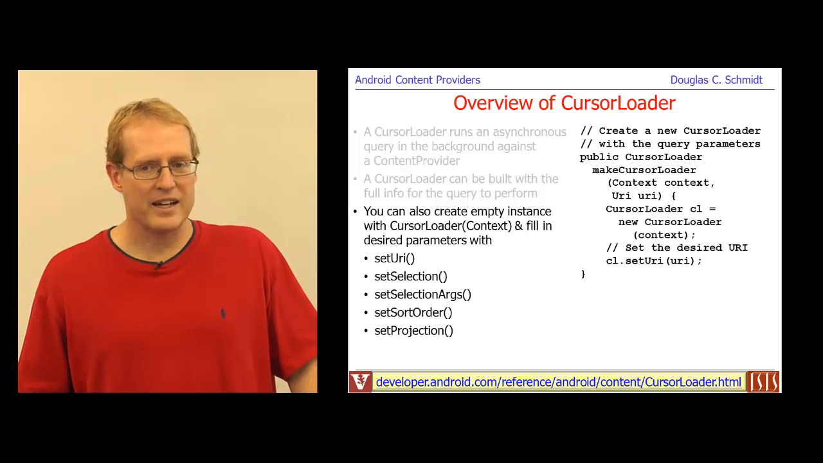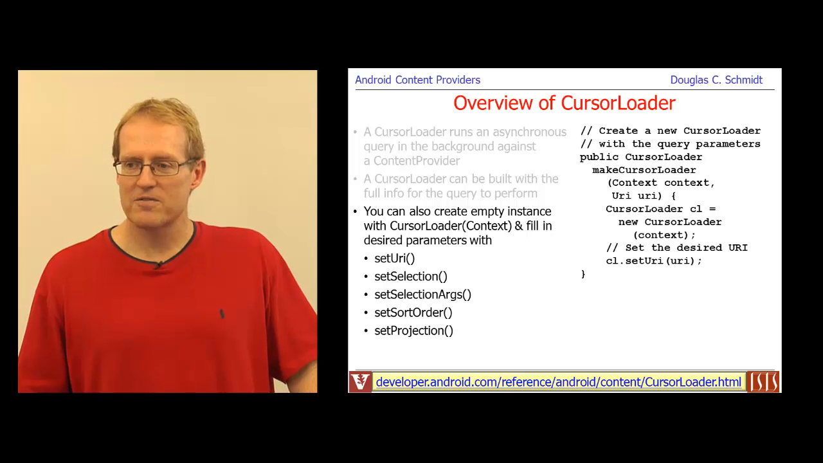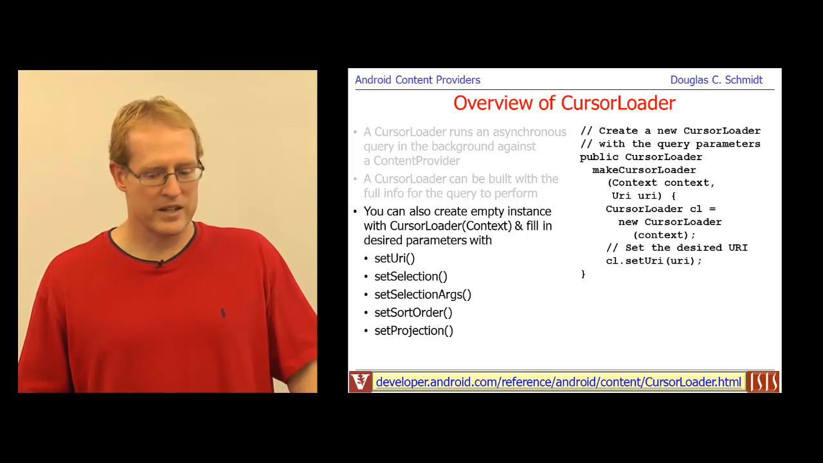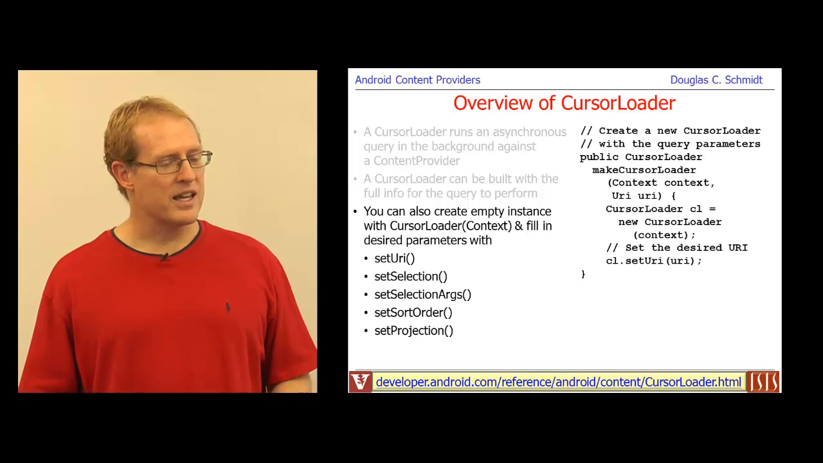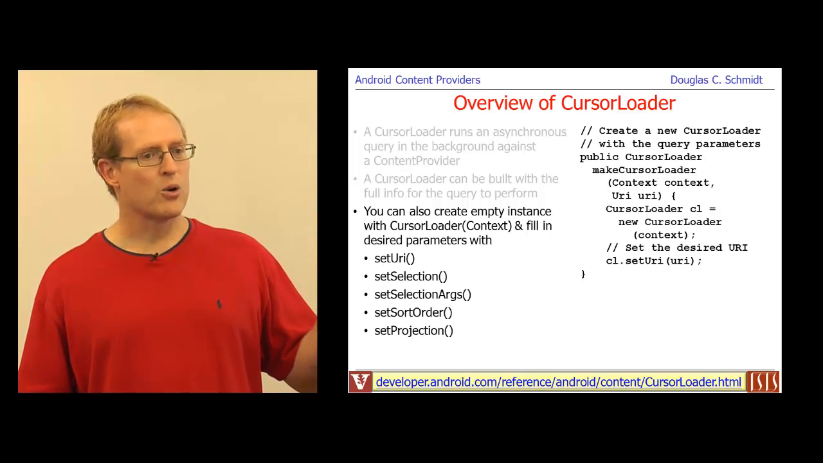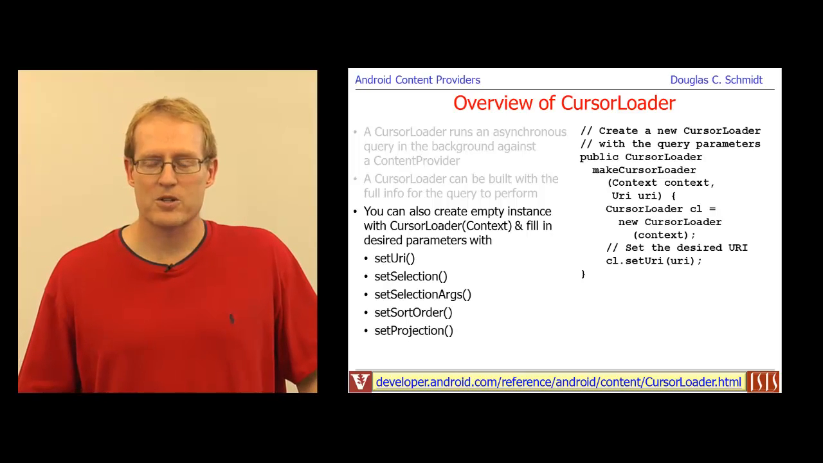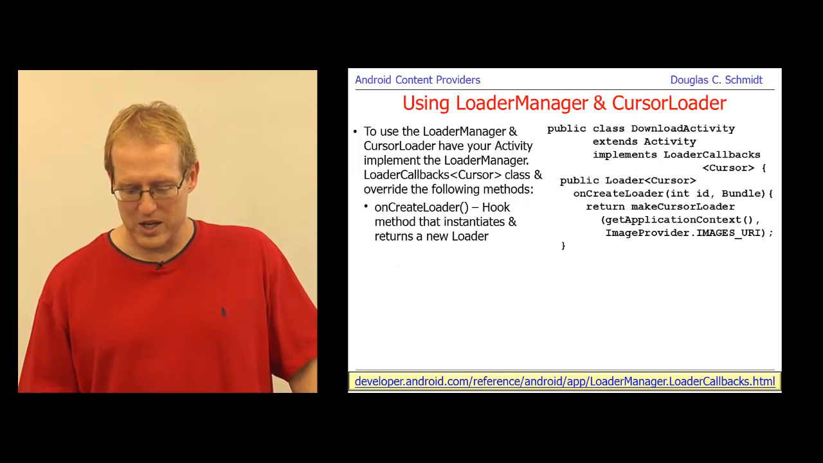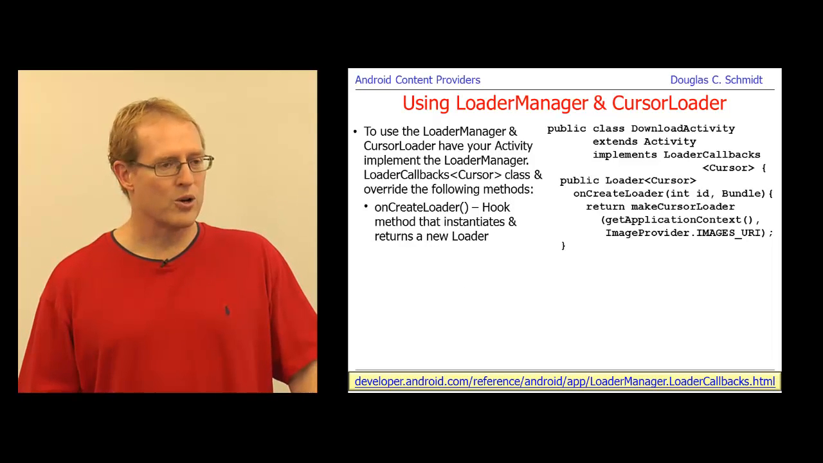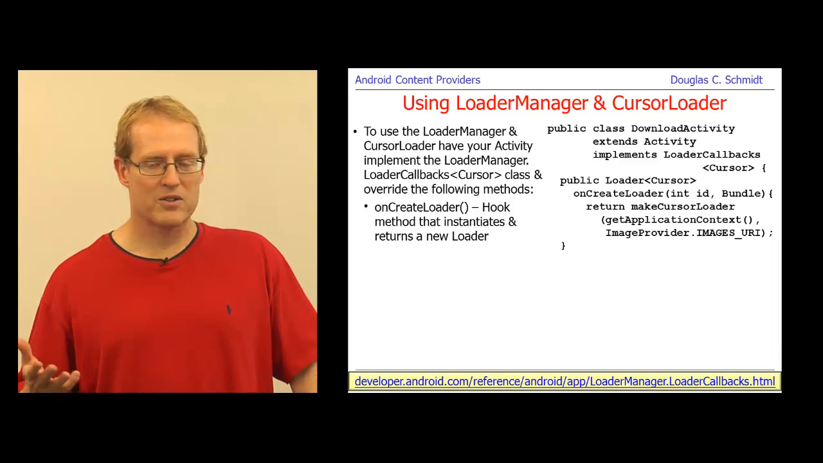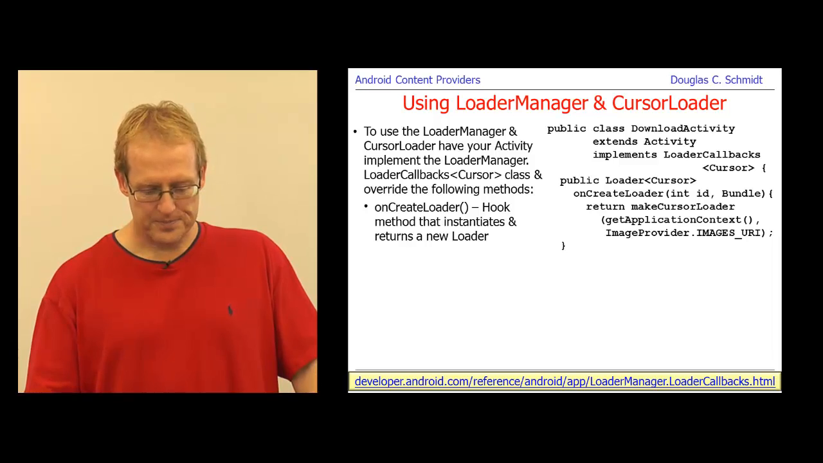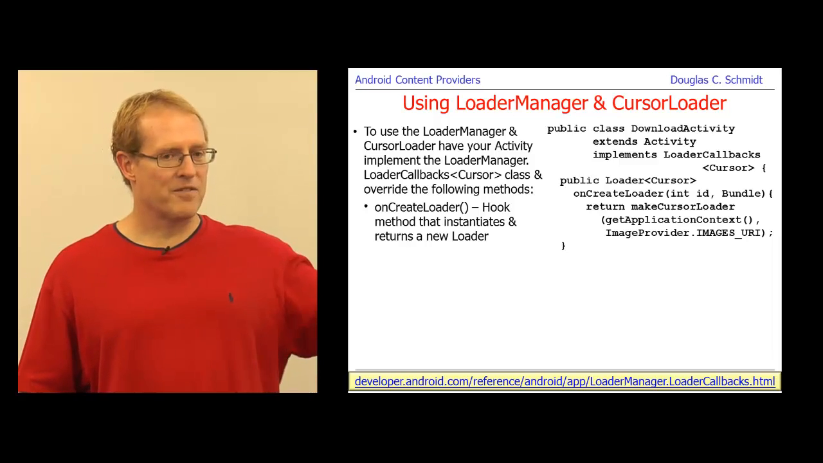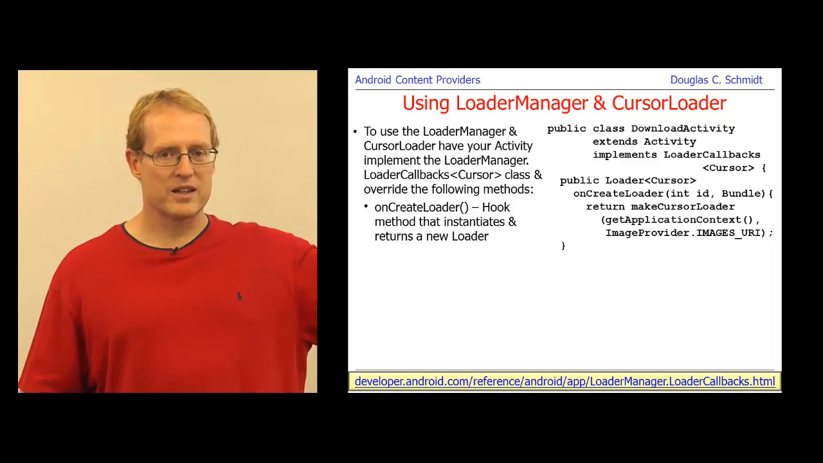Then we end up with an activity that has certain hook methods defined as part of its core methods. One of those methods is the onCreateLoader method. This is going to get called when you first start up, and it's used to tell the underlying loader manager framework which cursor loader to work with. So here we call makeCursorLoader, and we pass in the context as well as the URI that we want to work on in this particular case. It goes off and starts that, and it runs it in the background thread.